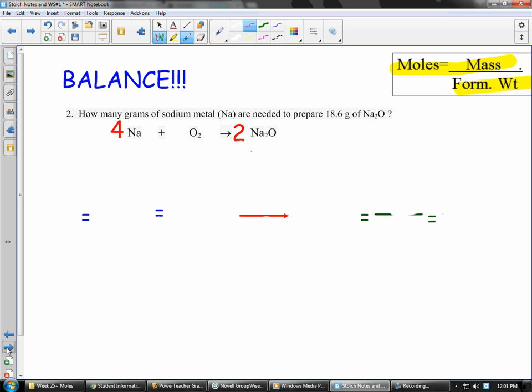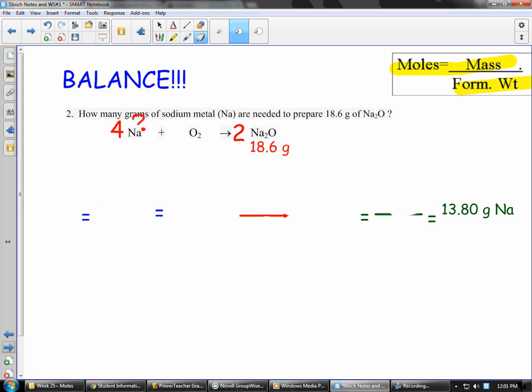It says, how many grams of sodium metal, so this is my question, are needed to prepare 18.6 grams of my sodium oxide? This one tends to be a little bit tricky, so if you want to pause and try, why don't I give you, this would be the answer. If you don't get that, let's see why.